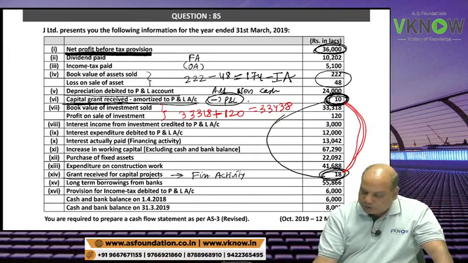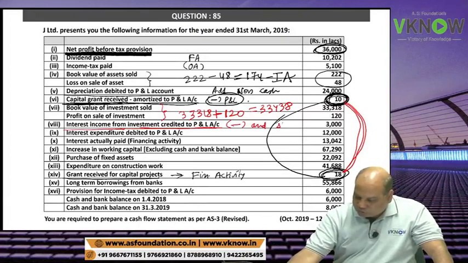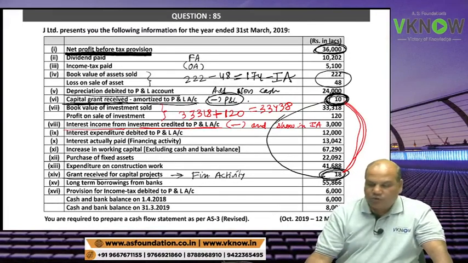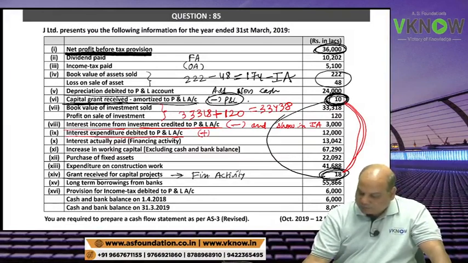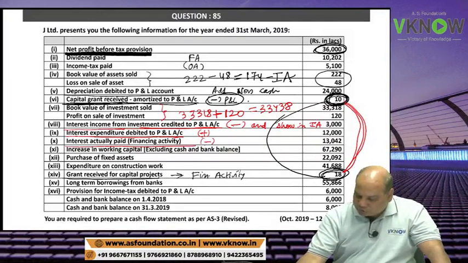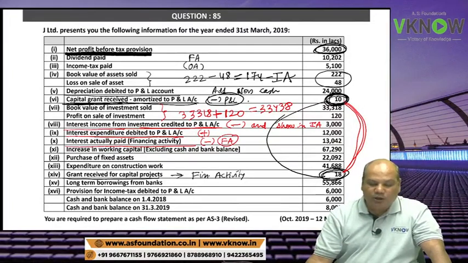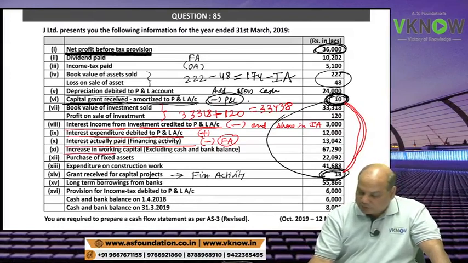33438. Then interest income from investment is credited to the P&L account, so minus it and show it in investment activity. Interest expenditure debited to the P&L account, add back. But in the next line it says interest actually paid, so this you will minus in financing activity. Interest debited to P&L account, add back. Interest actually paid, deduct in financing activity.